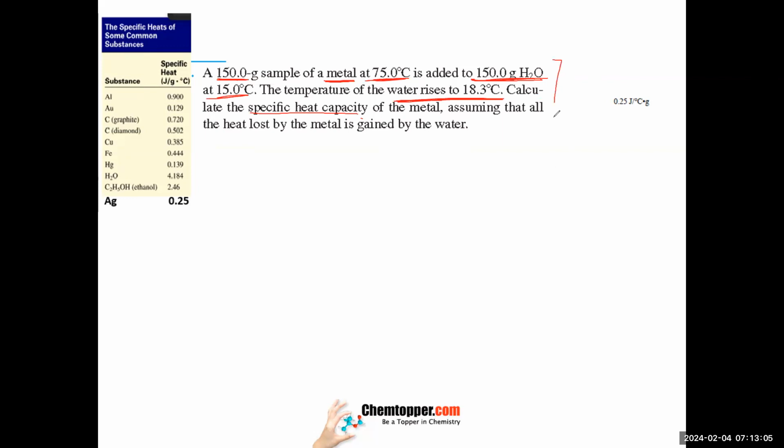Now read the question, please. Take your time. There is a metal. There is water. Metal is dipped in water. Metal has a different initial temperature. Water has a different initial temperature. When the metal is dipped in water, heat flows from where to where? Who is losing heat here? Metal or water? Answer this question.